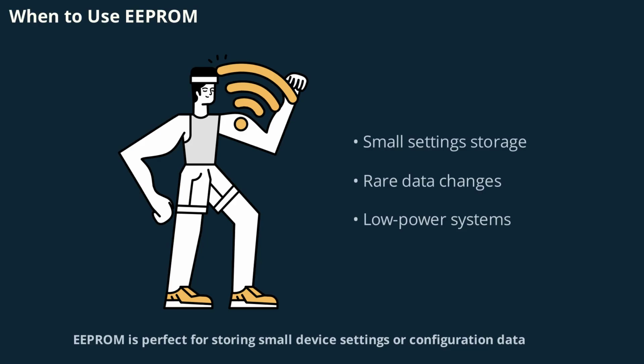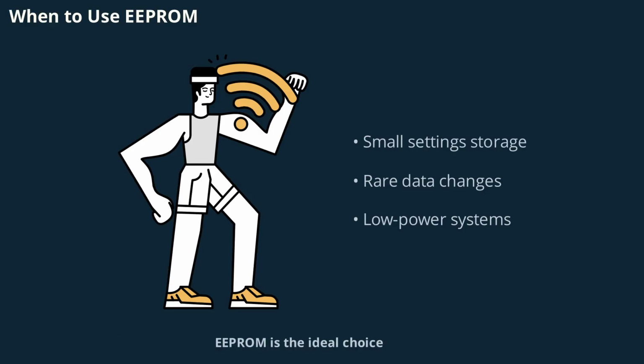EEPROM is perfect for storing small device settings or configuration data. It's best used when data changes are rare and when you need to keep power consumption low. Compact systems, especially those running on batteries, benefit greatly from EEPROM's simplicity and efficiency. If your project only needs to save a few bytes occasionally, EEPROM is the ideal choice.